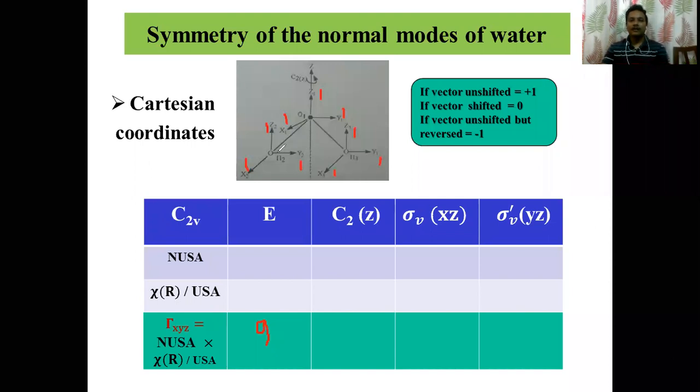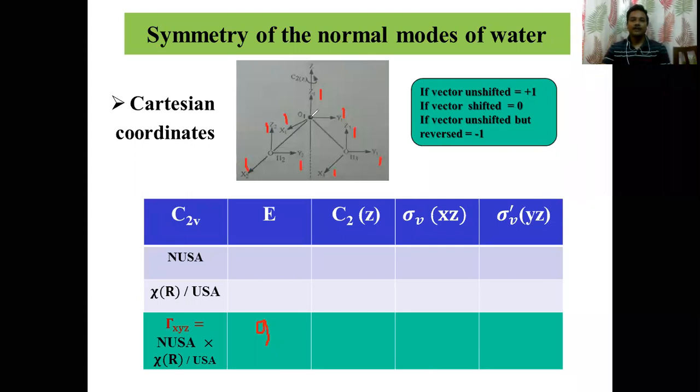Now, look at this H2. If I perform C2 either clockwise or anti-clockwise, this H2 is going to go there, and this H3 is going to come here. That means all the Cartesian coordinates associated with this H2 are going to move to this place, and likewise for H3. So they are changing, and their contribution is going to be 0, right?